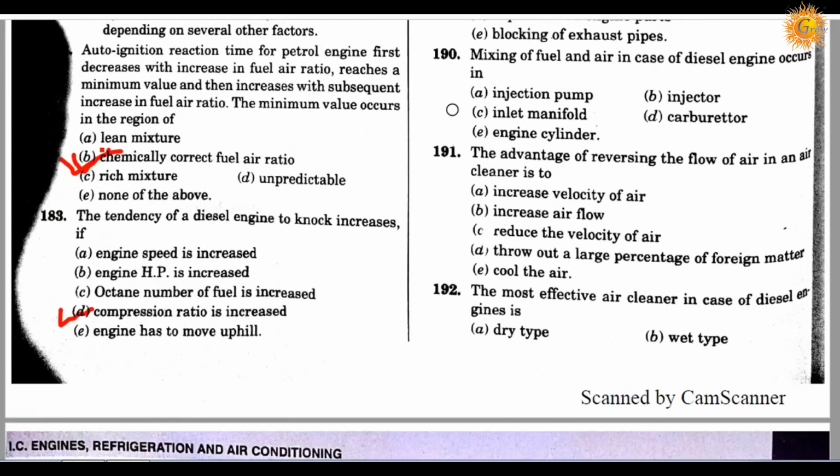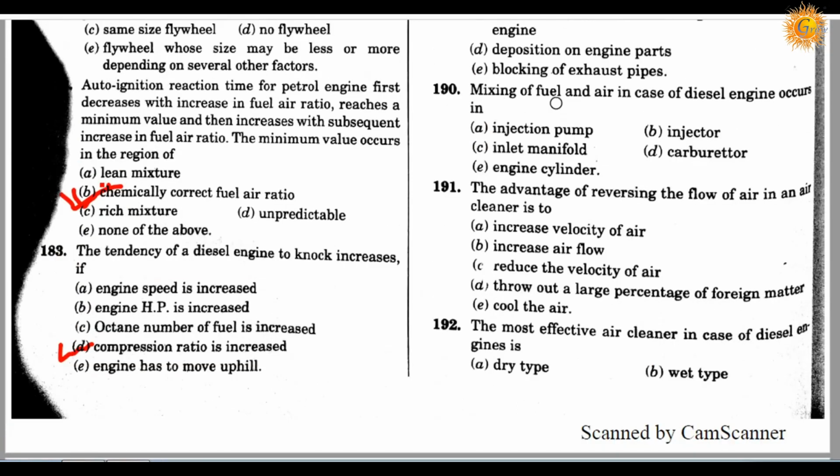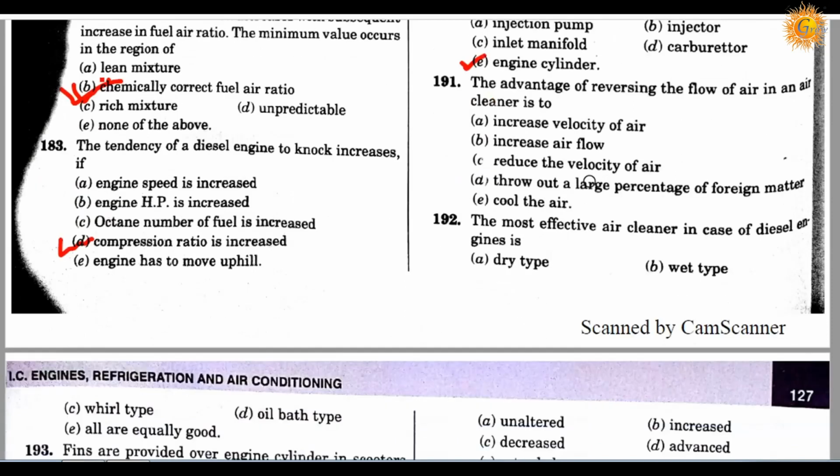Question number 190. Mixing of fuel and air in case of diesel engine occurs in: option A, injection pump; option B, injector; option C, inlet manifold; option D, carburetor; option E, engine cylinder. So the correct answer is E. It will be engine cylinder.